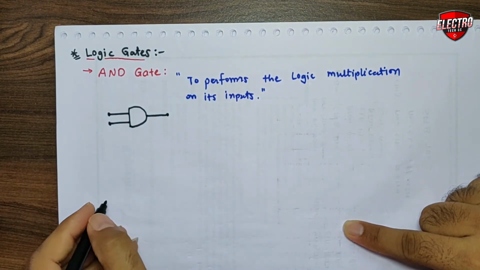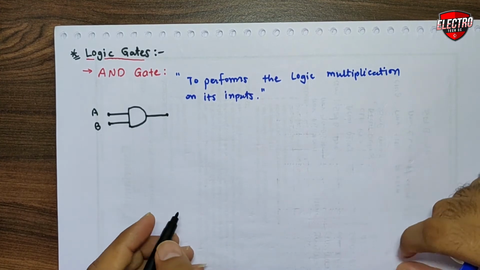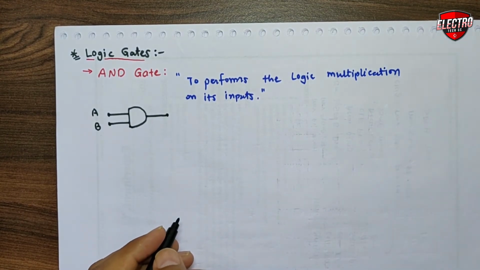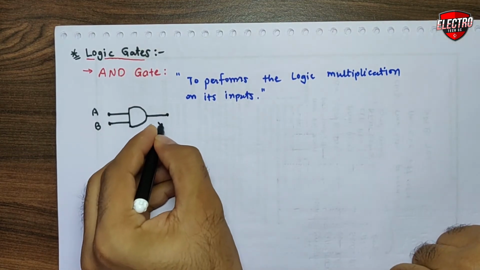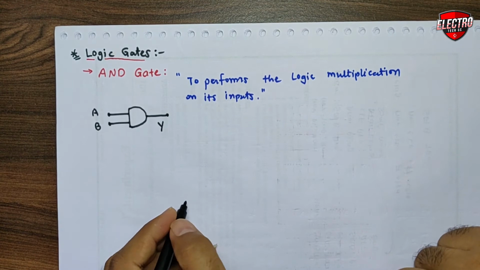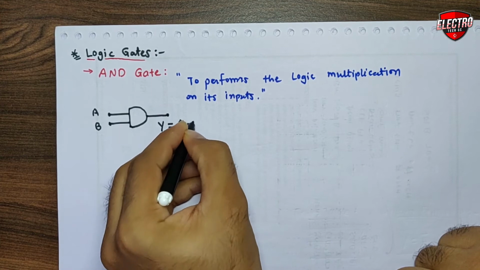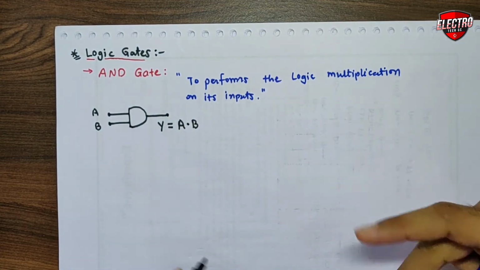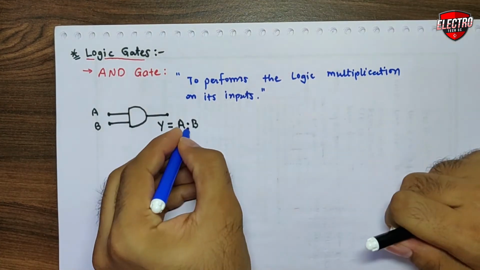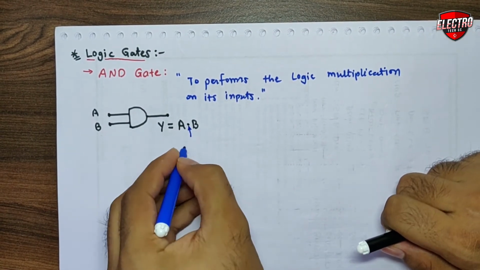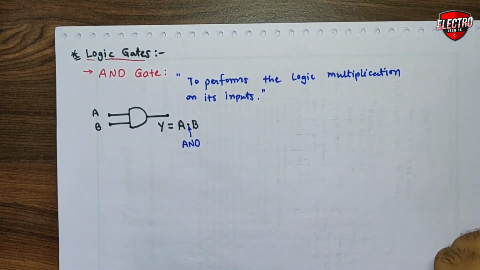For example, we have two inputs. The first one is input A and the second is input B. Then the AND gate is an electronic circuit that performs a multiplication of its input signals and produces an output signal Y. Then the output signal is the multiplication of A dot B. Here the dot sign indicates multiplication or the AND operation. As we discussed earlier, the dot sign indicates the AND operator or multiplication of two different signals.